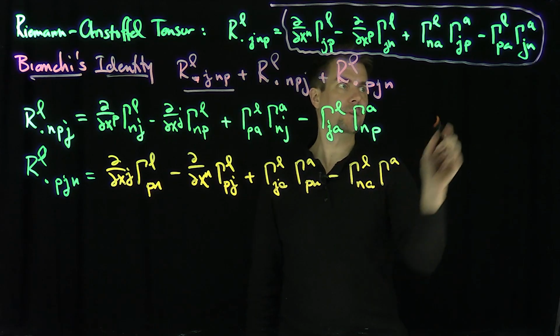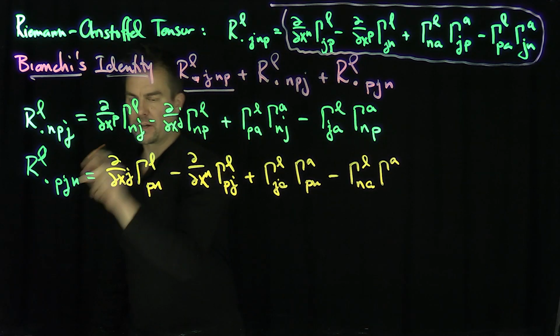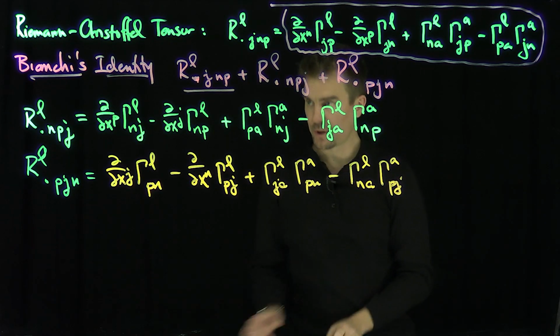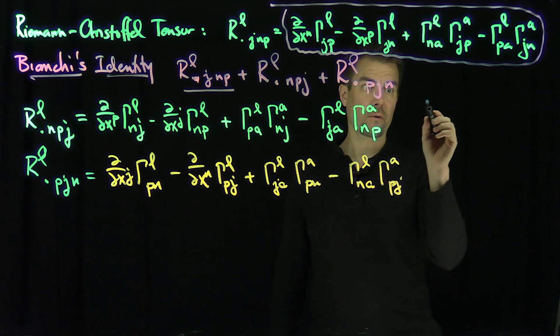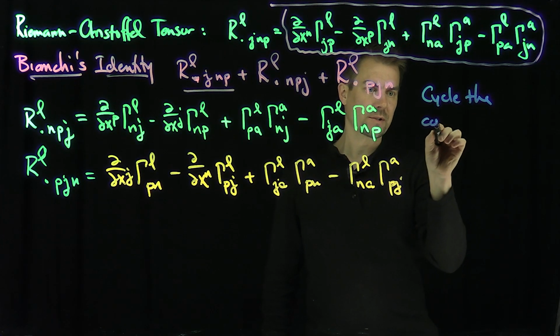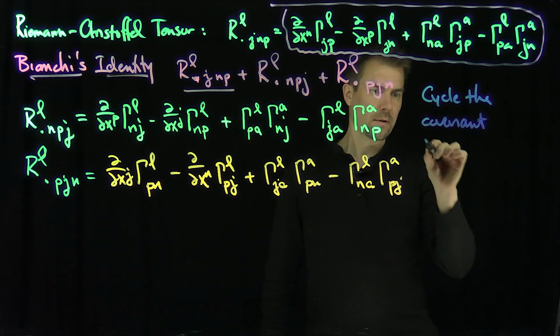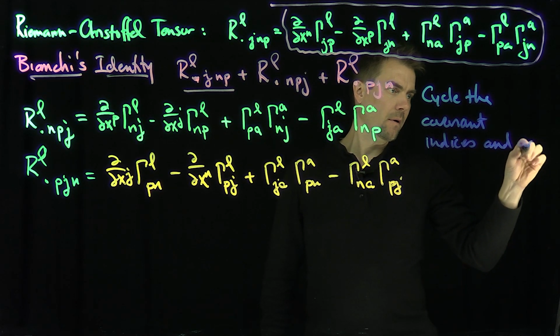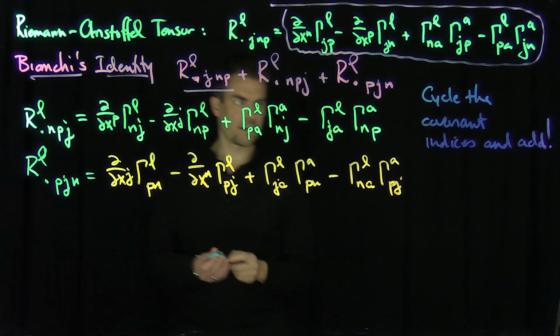I'm missing a P and a J. Let's make sure I have a J and an N, P and a J, perfect. Okay, so these are really what? I'm really just cycling the covariant indices. So here we just cycle the covariant indices and add. That's what the Bianchi identity is.